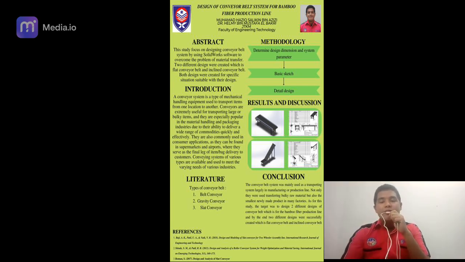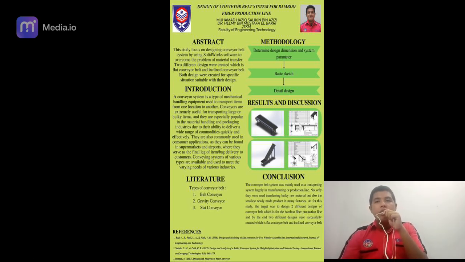Last but not least, we have chapter 5, which is the conclusion. The conveyor belt system is mainly used as a transporting system, largely in manufacturing or production lines. Not only are they used to transfer bulky raw materials, but also small, newly made products in many factories.